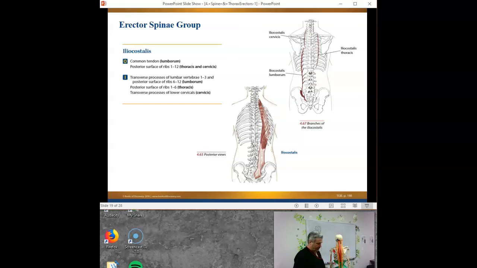Yeah. So don't worry about the common tendon again. As far as I'm concerned, that's part of the thoracolumbar aponeurosis. It's down here. But she said the posterior, which just means the back sides, of ribs 1 through 12, right? So how many ribs do we have, Miss Bolotic?